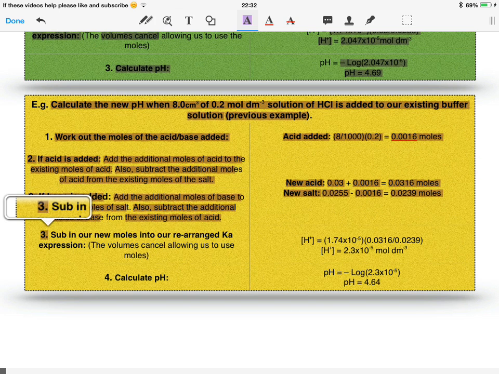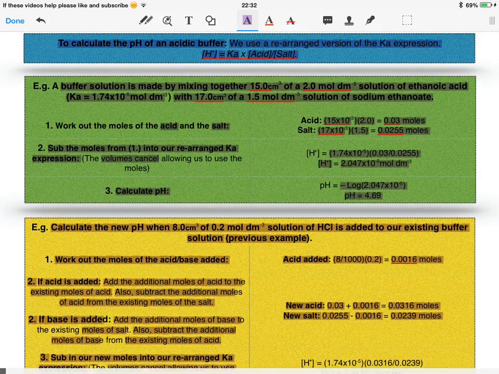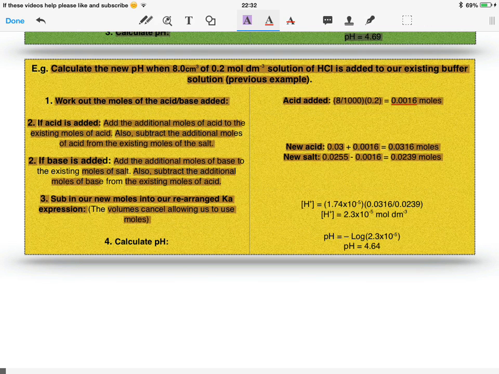Thirdly, we sub our new moles into the rearranged Ka expression, and again the volumes cancel, allowing us to just use moles. If you need refreshing on what the Ka expression is, here you go, this one here. If you sub in all your numbers, you get 2.3 times 10 to the minus 5 moles per decimeter cubed.